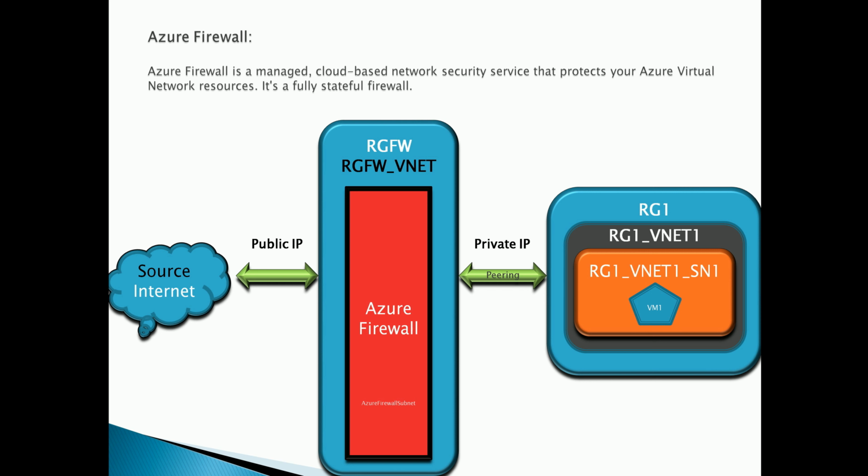Here you can also see a public IP and a private IP, and you can also see a peering. Why is peering needed? Because the Azure Firewall is a part of the resource group firewall VNet. That means the Azure Firewall is associated with a VNet. Again, the VM is in RG1 VNet1. To get the two VNets communicating, we need a VNet peering, so we have to create a VNet peering here.